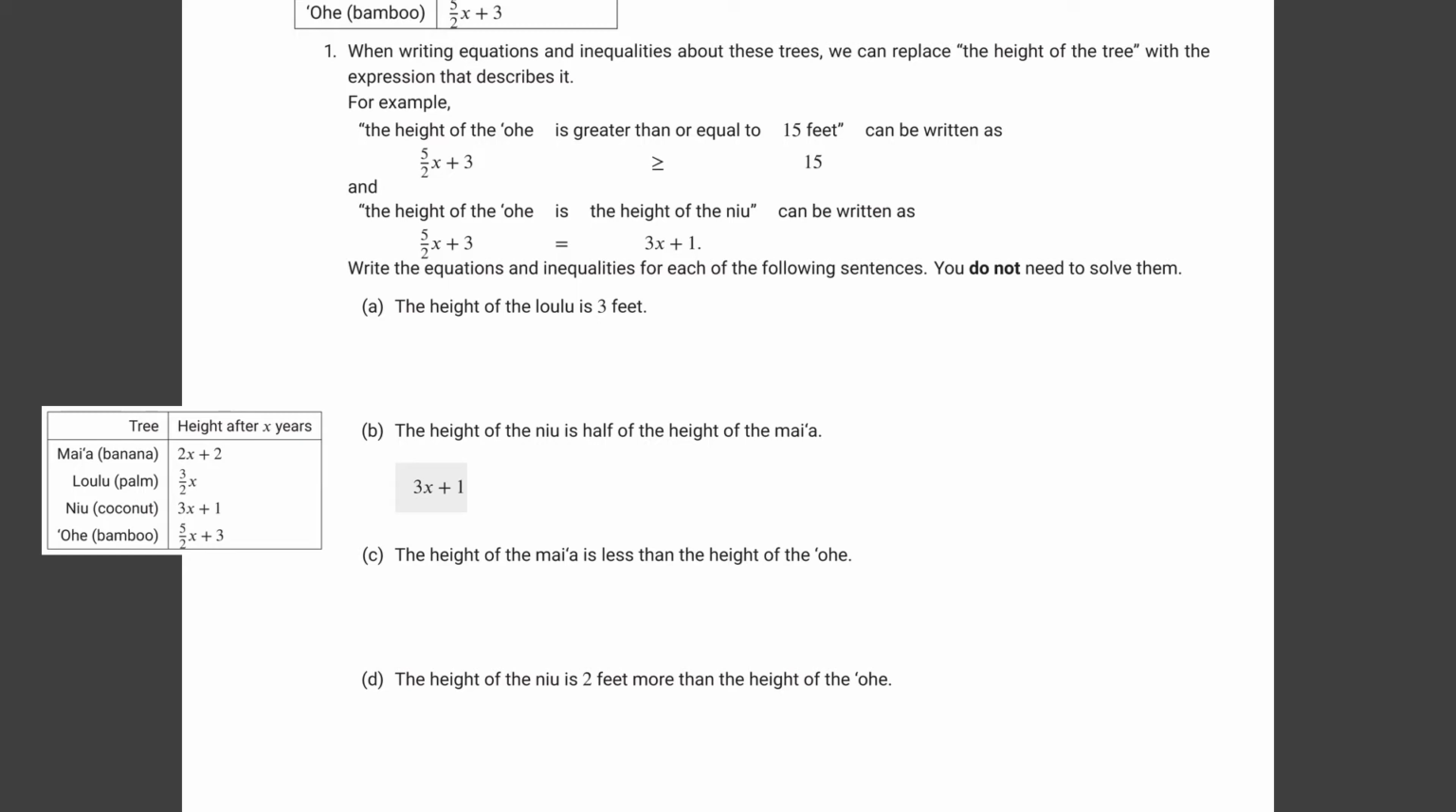Okay, welcome back. The height of the new is 3x plus 1, so we can replace the height of the new with 3x plus 1. The equal sign can replace the word is. Half of can be written as 1/2 times. The height of the Maya is 2x plus 2, so we can replace the height of the Maya with 2x plus 2. And this is the final result. We can also distribute the 1/2 to get another equation.